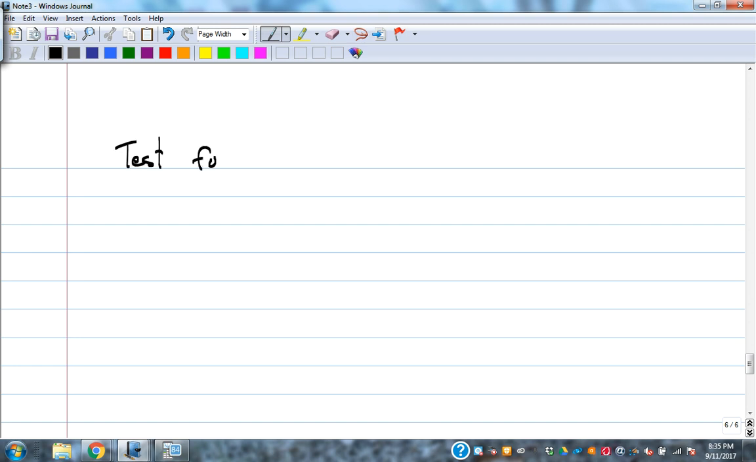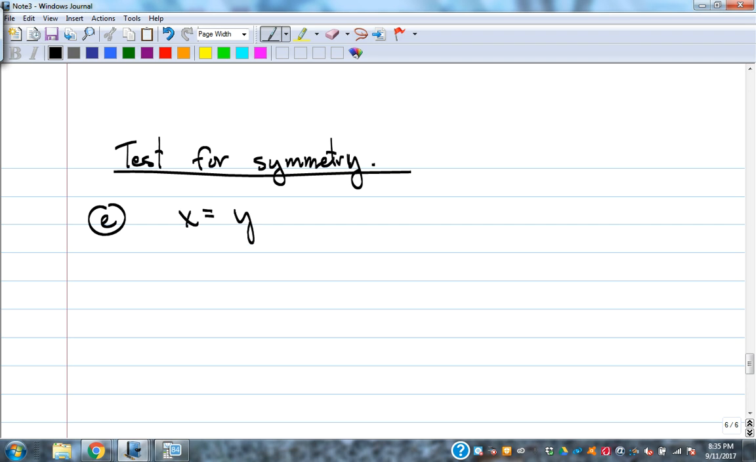Test for symmetry. Example E, x equals y squared minus 3. So they're going to throw some weird ones at you here, and we're going to test it for y-axis symmetry, x-axis symmetry, and if we test it for both of those, we should get origin symmetry for free. Because if it's yes on both of these, then it's yes on origin. That's the way that works.